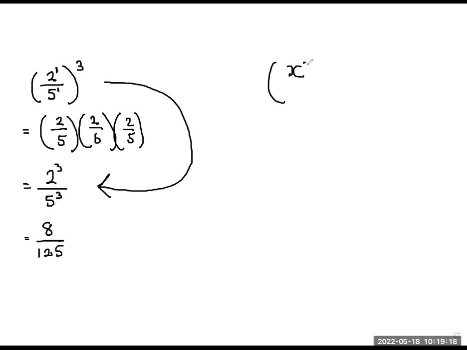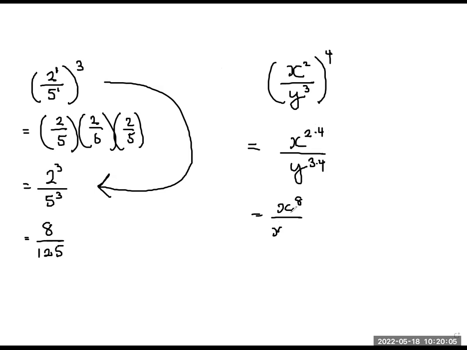Ready? X to the power of 2 over y to the power of 3, all to the power of 4. You're not adding 2 plus 4. What does this equal to? What does that equal to? It is 2 times 4 and 3 times 4. So it's x to the power of 8 and y to the power of 12. Here's my shortcut.